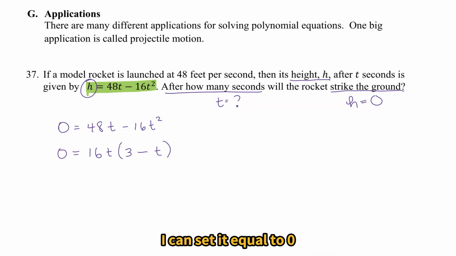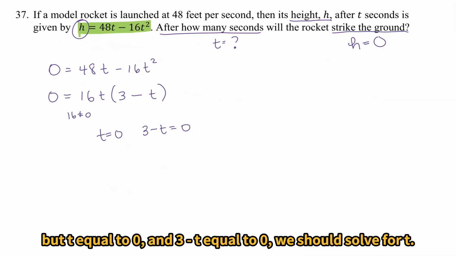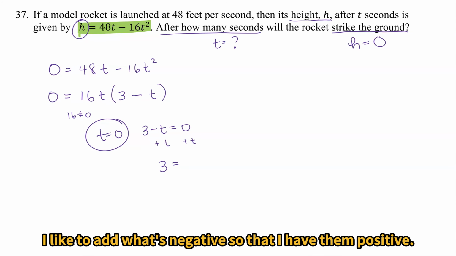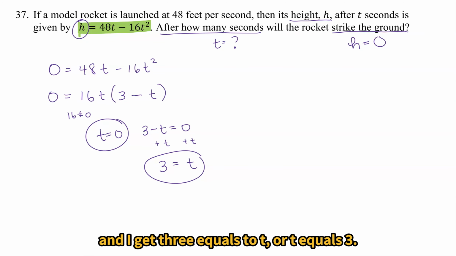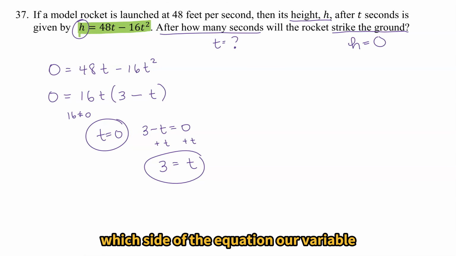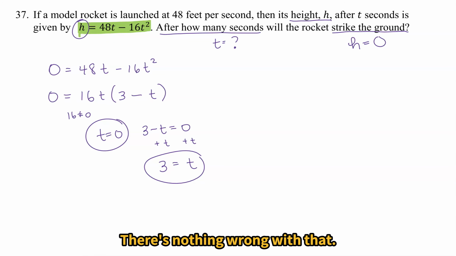I can set it equal to 0. 16 won't equal 0, so I don't have to worry about setting 16 equal to 0. But t equal to 0 and 3 minus t equal to 0, we should solve for t. T equal to 0 is done. 3 minus t equals 0. I like to add what's negative so that I have them positive. So add t to both sides, and I get 3 equals t, or t equals 3. Remember, it does not matter on which side of the equation our variable is as long as it's isolated. It's okay to be on the right. There's nothing wrong with that.